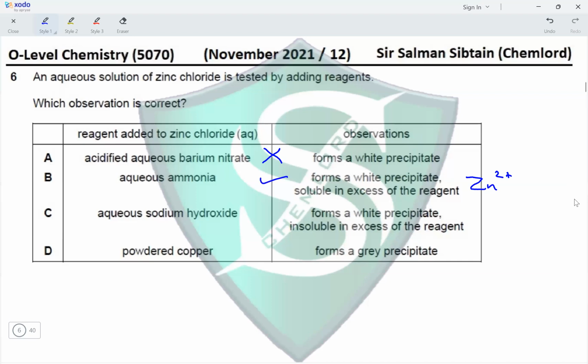Option C, aqueous sodium hydroxide forms a white precipitate insoluble in excess of the reagent. Formation of a white precipitate is correct, but with sodium hydroxide also, zinc hydroxide is soluble in excess, so the observation is incorrect here. And option D, powdered copper, forms a gray precipitate. Nothing will happen when you add copper to zinc chloride because copper is less reactive than zinc, so it will not replace zinc in the salt solution. So this makes option B the correct option for this question.